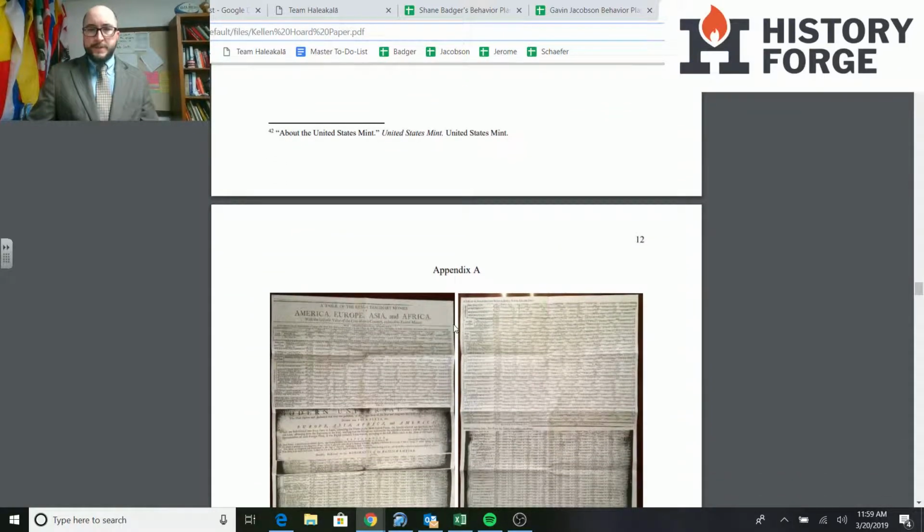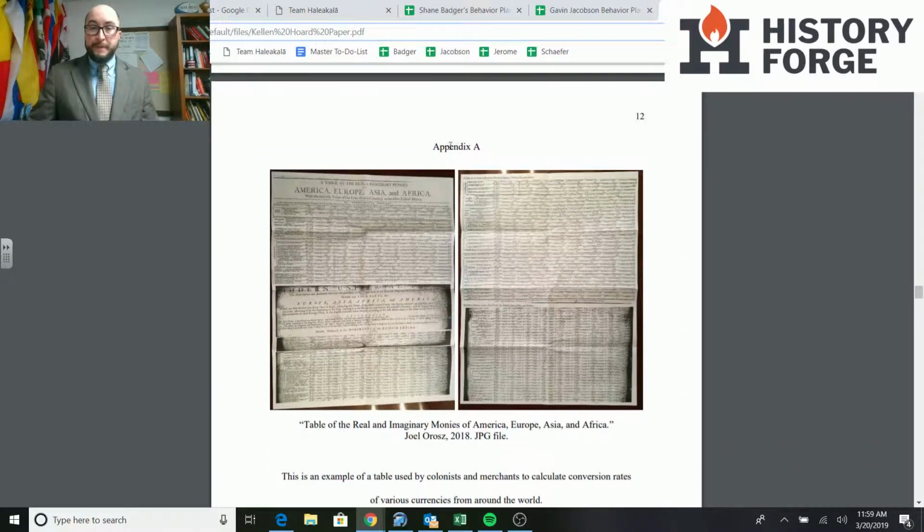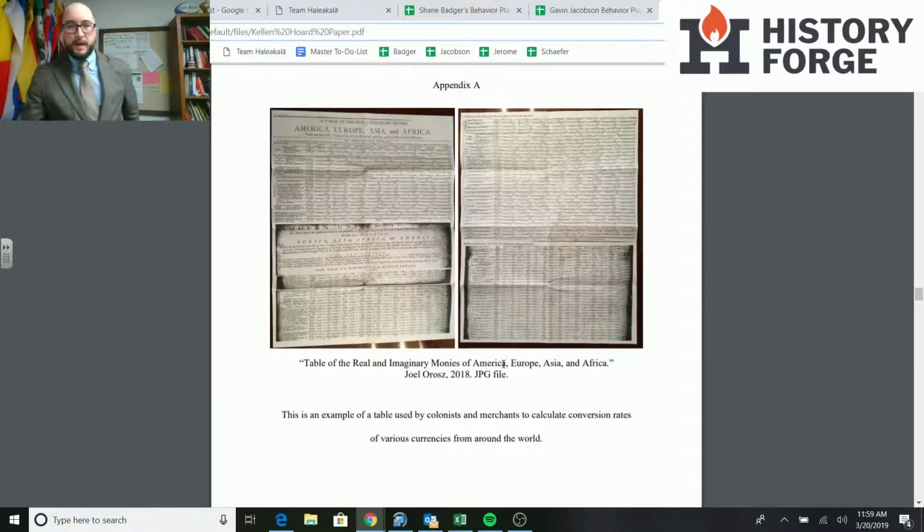So scrolling down too, we have another thing. We have something called an appendix. It's a completely separate page. The appendix can be really anything you want it to be. It could be a chart, it could be a picture, or it could be pictures like this student has. So if you want to dump pictures in here, you can, but you have to describe it. You can't just randomly dump things.